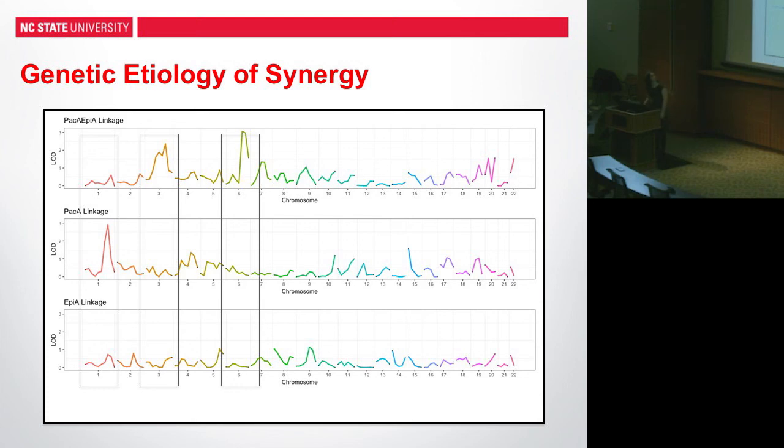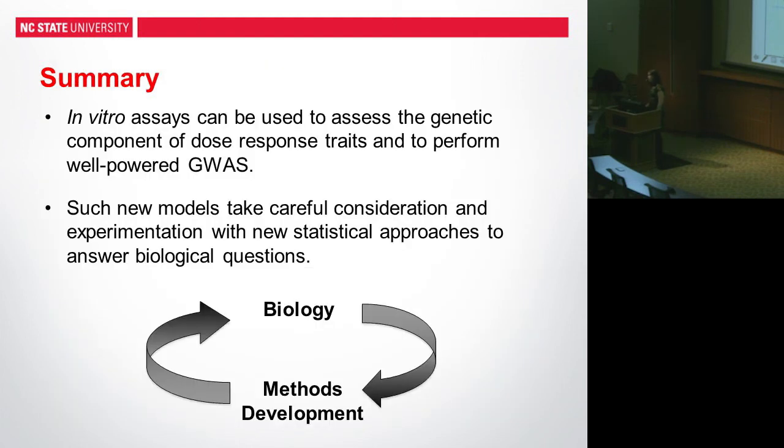So if you look here, just a couple of examples. We have peaks that come up in the monotherapy. So this is paclitaxel alone. This is the combination of paclitaxel and epirubicin, and this is epirubicin linkage, and you see that there is sort of a peak here that comes up just for paclitaxel, but doesn't come up in the combination.